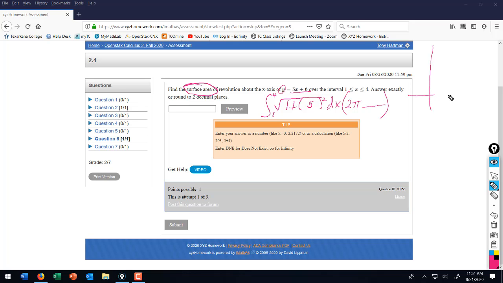So in this one, we've got 5x plus 6, which is going to be a straight line in between 1 and 4. And so the x-axis is our axis of revolution, and here's the piece of curve. This distance is some y value, which happens to be a 5x plus 6.